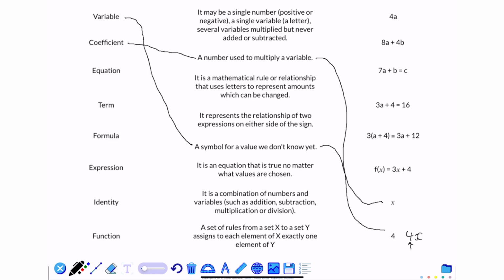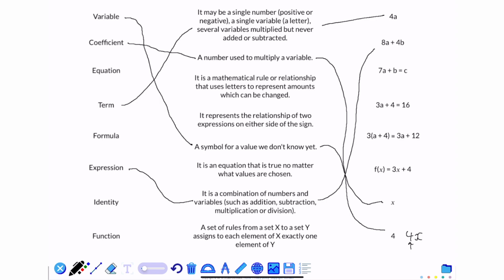A coefficient and a variable together can be called a term. A term can also be a single number that might be positive or negative, and a term is only used to describe things that are being multiplied together, never added or subtracted. So my key example of a term would be 4a. If I start adding or subtracting terms, this is called an expression. And so it's basically a combination of letters and numbers being added, subtracted, multiplied, or divided. And my example of an expression here is 8a add 4b.